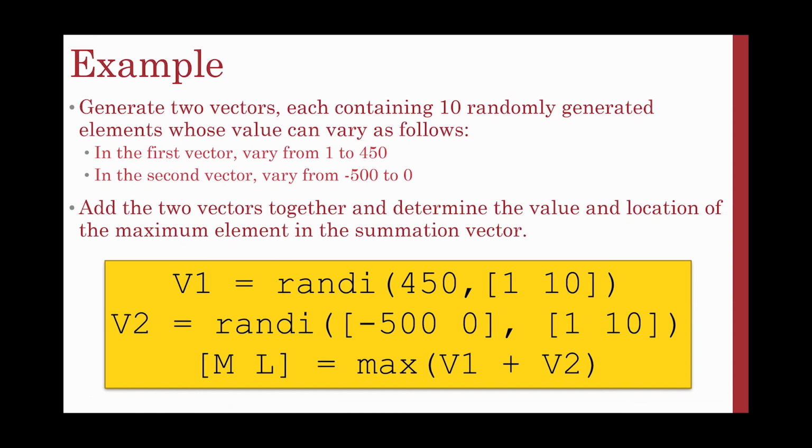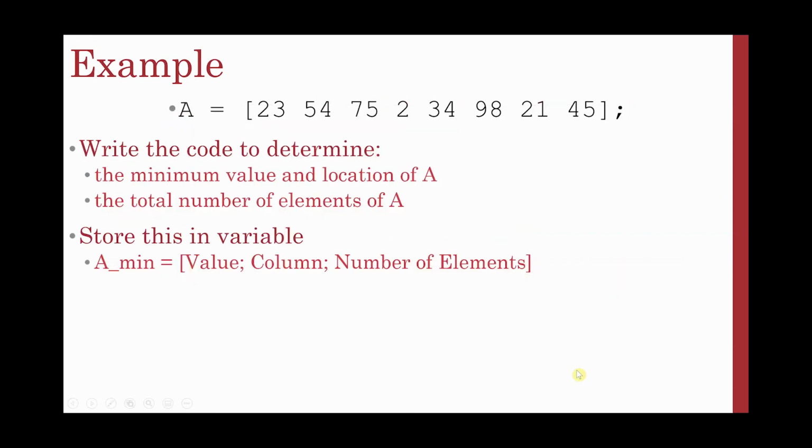To find the maximum and the location of the maximum, we're going to define a vector ml, so it's going to store the values in m and then store the values in l. So this is going to be the max and then its location, equals the max of adding the 2 vectors together.